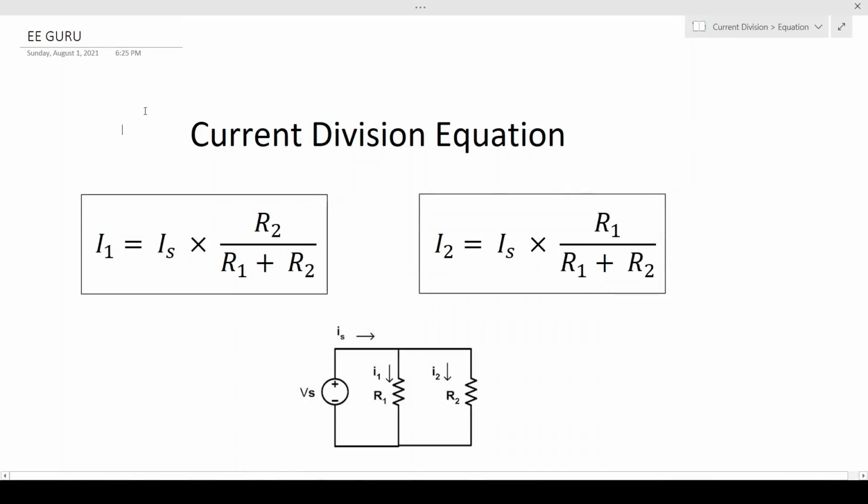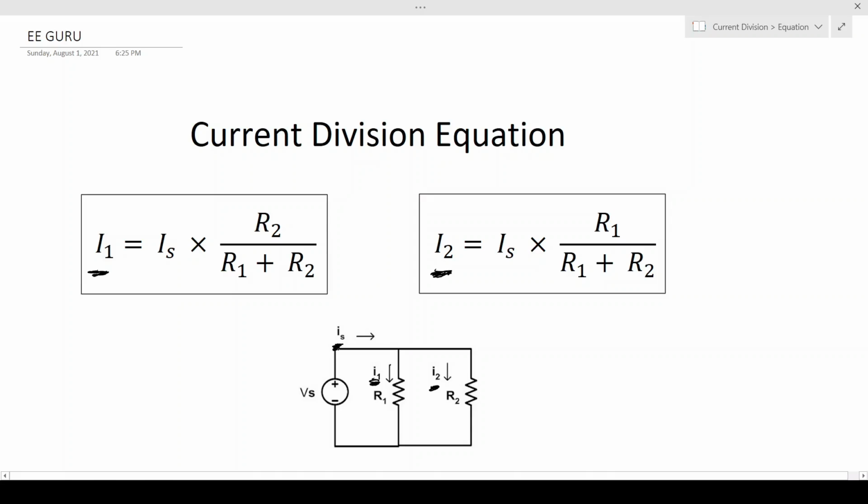So we have two equations for current division. One allows us to solve for I1 and the other allows us to solve for I2. I1 is the current that is flowing through resistor 1, so I1 is right here. And I2 is the current that is flowing through resistor 2. I2 is right here also. IS is the total current that is coming from the voltage source. So this is IS right here. This is the total current.